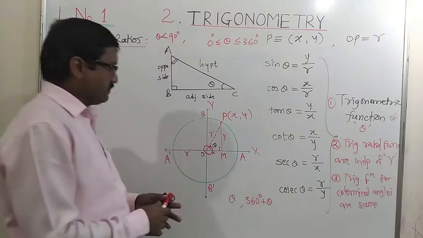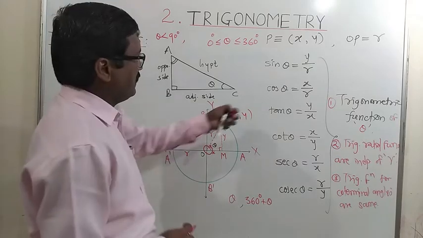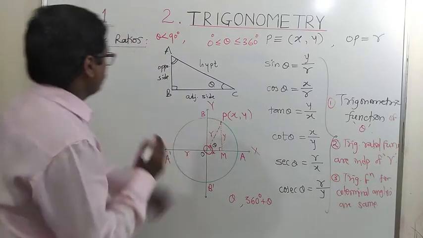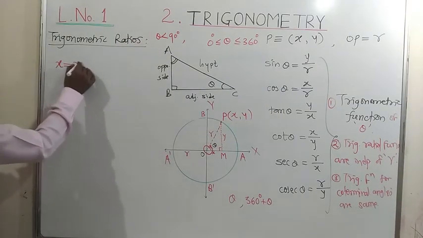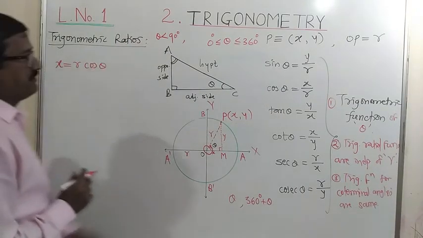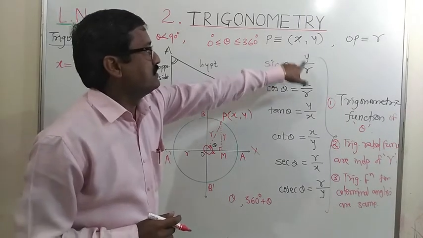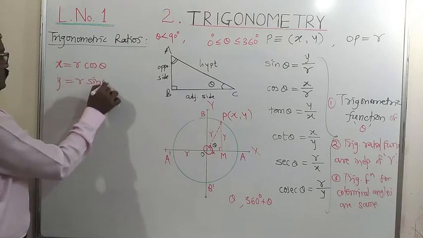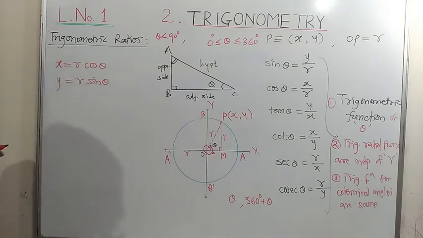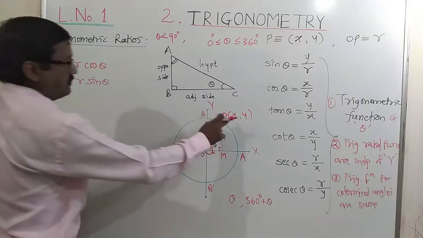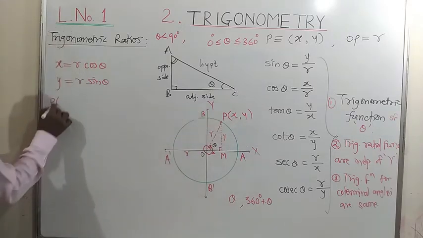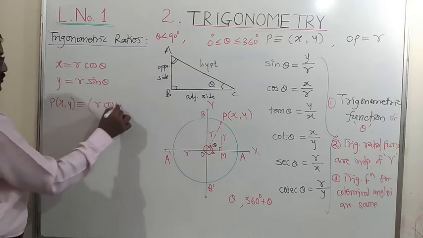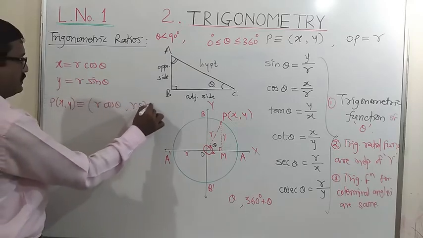If you observe this figure, then from this second ratio we can write x is equal to r cos theta, and from the first trigonometric ratio we can write y is equal to r sin theta. So these x and y equations give us the coordinates of any point on the circle. This P(x, y) is nothing but (r cos theta, r sin theta).